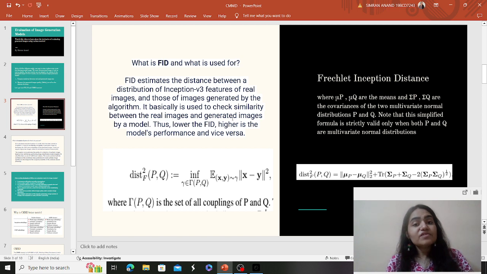Whereas, and also if the images are highly distorted. When I say distorted, they have a lot of noise in them. They have a lot of high distortions, as in they are not at all qualitative. So that is how you add noise to it.